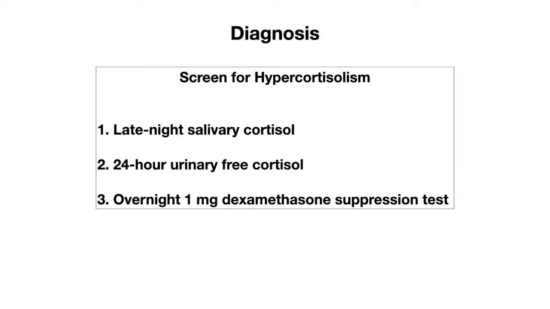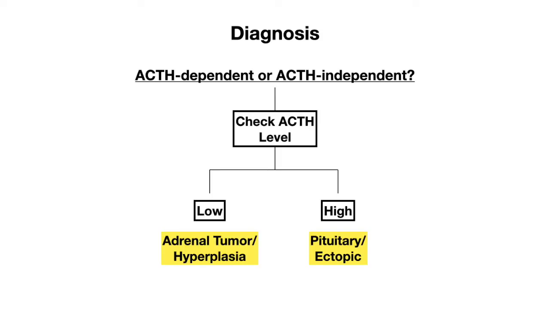So if there's a positive result on any of those screening tests, we've confirmed that there's excess cortisol, but now we need to answer the question of where this excess cortisol is coming from. Is it ACTH-dependent or is this ACTH-independent? And the way we do this is by checking an ACTH level. If that ACTH level is low, then we're more likely to suspect an adrenal origin for that excess cortisol.